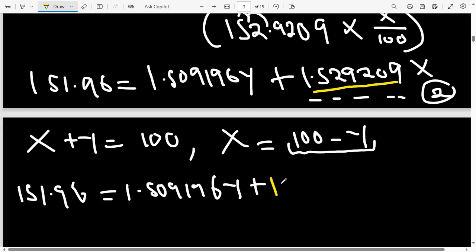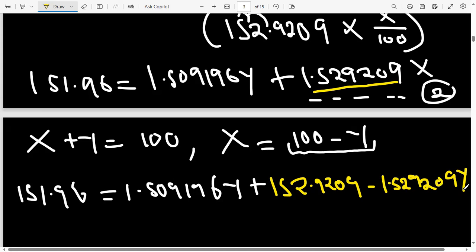I'm going to get 152.9209 back. Okay, and then this number multiplied by Y, I'm going to get minus 1.529209Y. Okay, so this is what I'm going to get there.